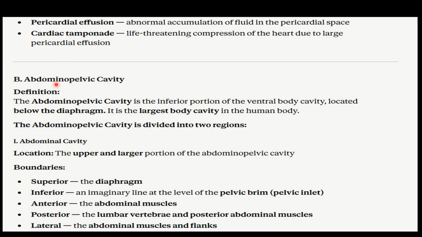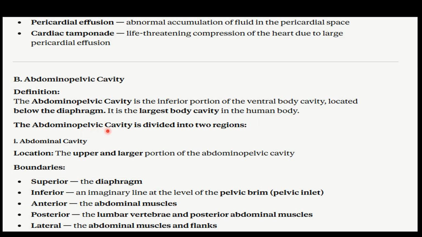Now we will talk about the abdominopelvic cavity. The abdominopelvic cavity is the inferior portion of the ventral body cavity, located below the diaphragm, and it is the largest cavity in the human body. Sometimes it could be your interview question: what is the largest body cavity in the human body?